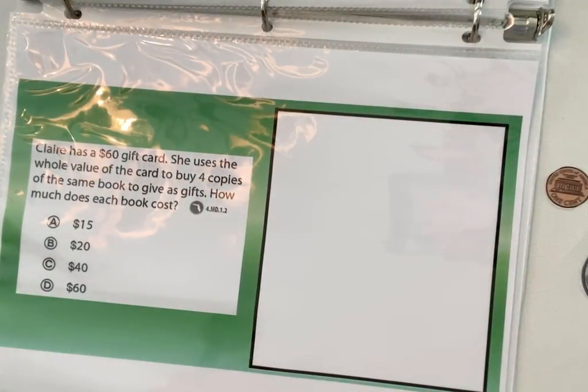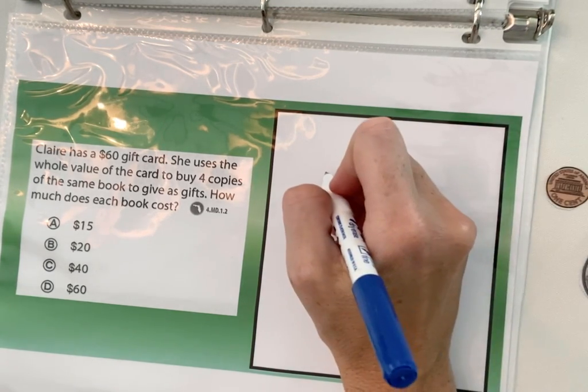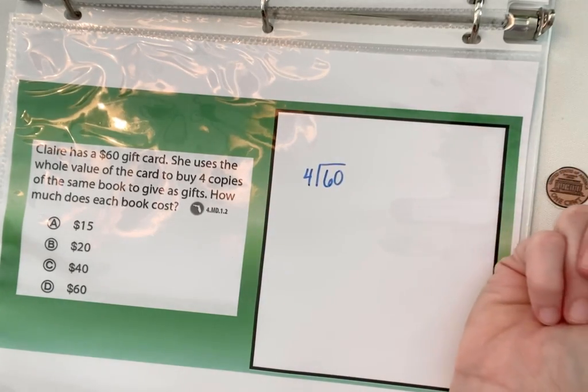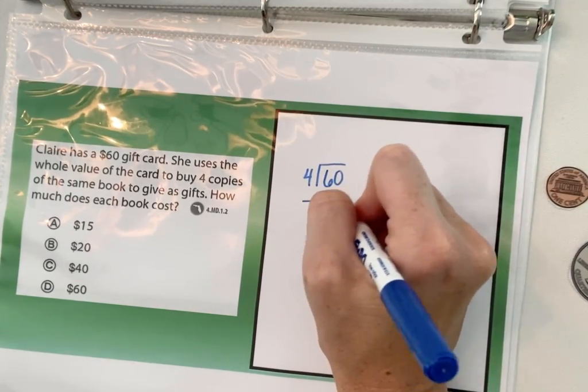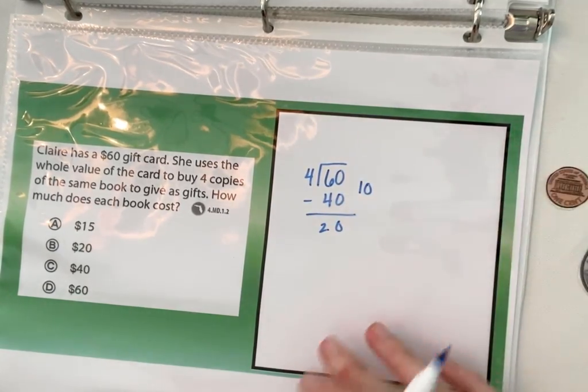Claire has a $60 gift card. She uses the whole value of the card to buy 4 copies of the same book as gifts. How much money does each book cost? Okay, so I'm going to think to myself, $60 divided by 4. Can I take 40 away? $40? Sure. That would be a group of 10, wouldn't it?